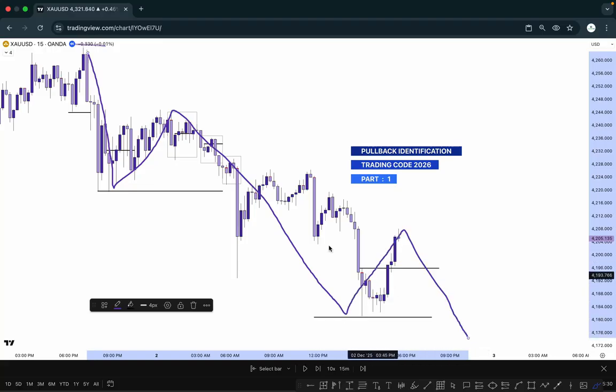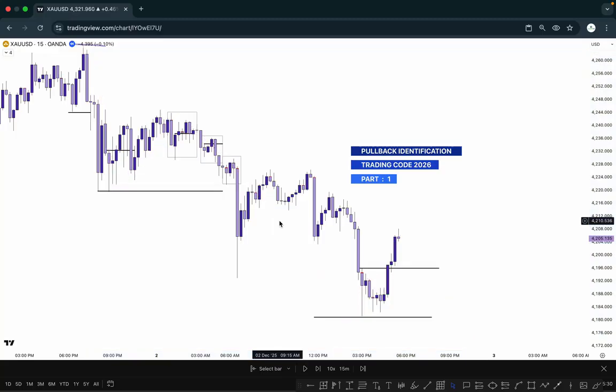So this is the process, and this is our master pullback, and if anything happens between this, it is called an internal pullback. This is the difference between the major and minor pullback, and we need to understand it, but I'm just teaching you how we can identify a valid pullback. To identify a valid pullback in a bullish market, the market should break the previous candle low. In a bearish market, the market should break the previous candle high.